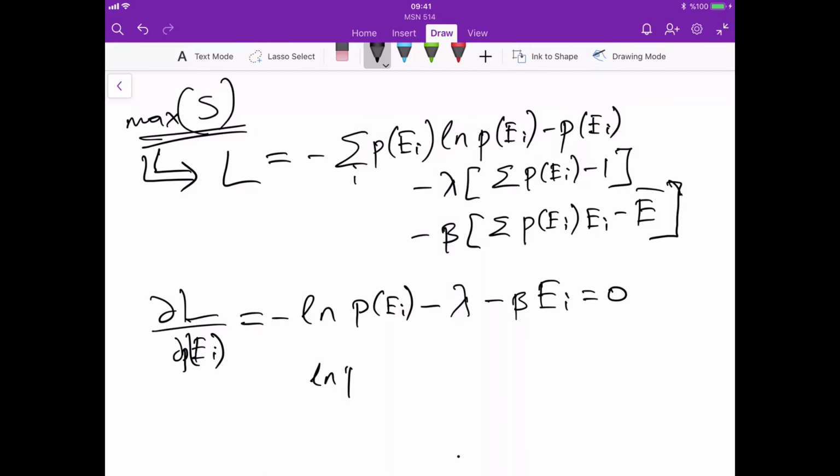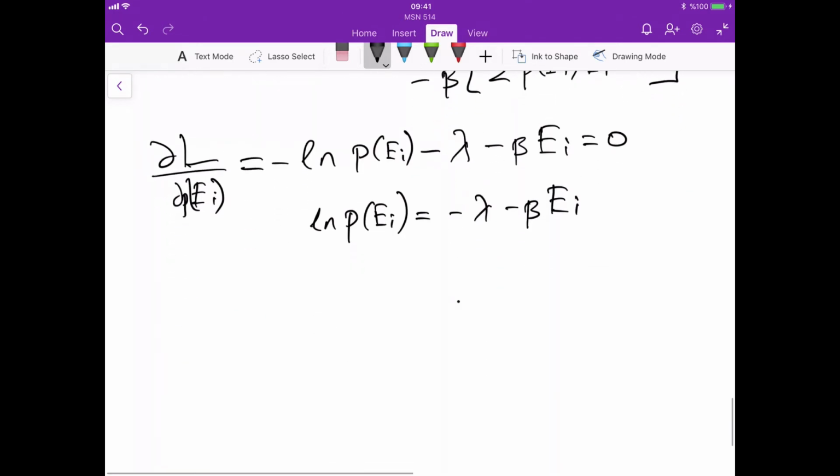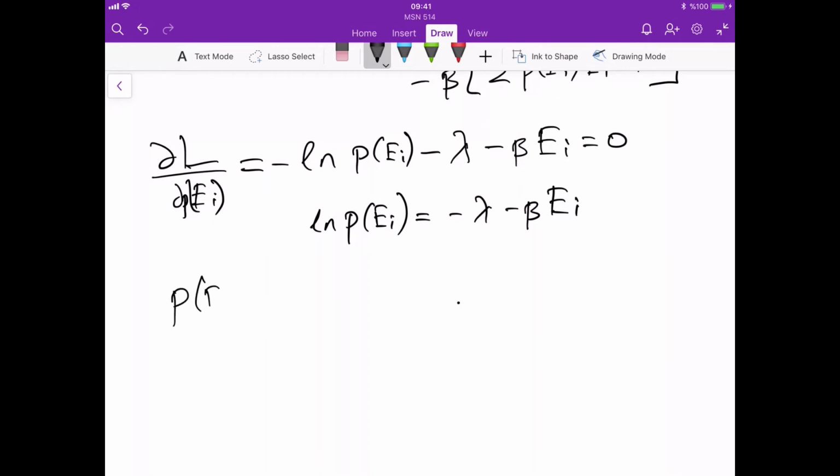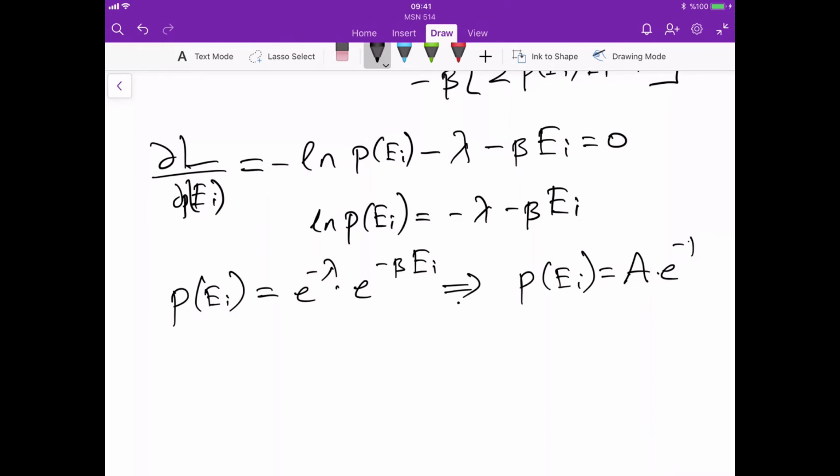So ln P(Ei) is something like minus lambda minus beta Ei. Right? So what is P(Ei)? It's something like e to the minus lambda times e to the minus beta Ei. Do you see it? Yes? So I can basically say that P(Ei) is some constant times e to the minus beta Ei.